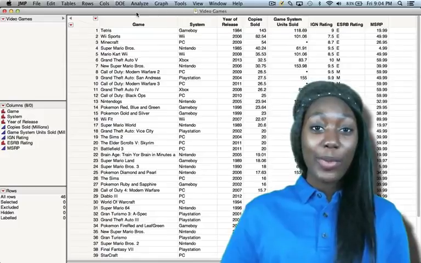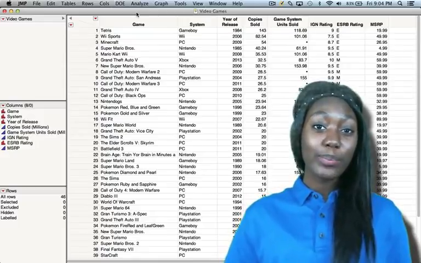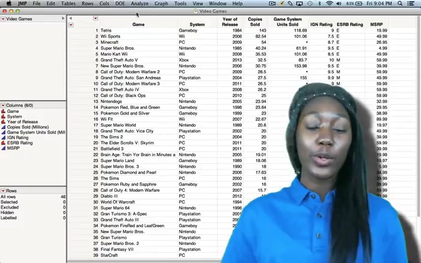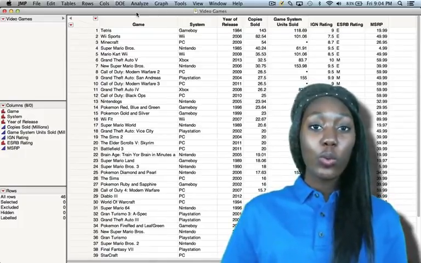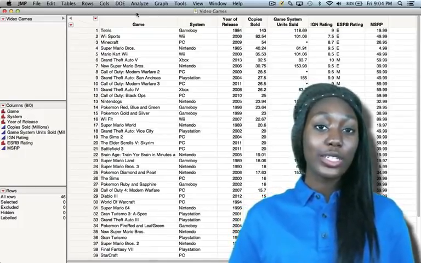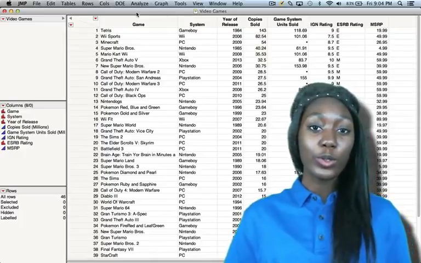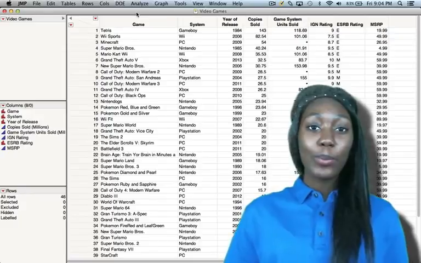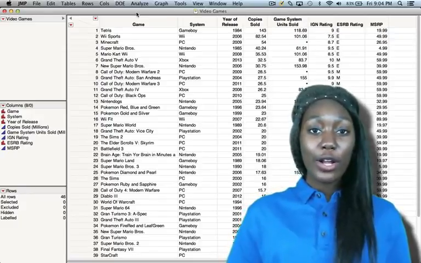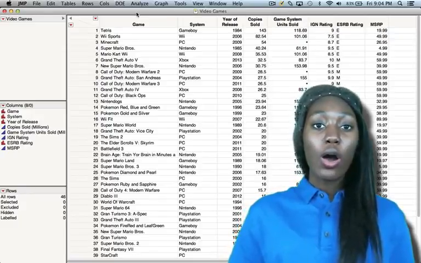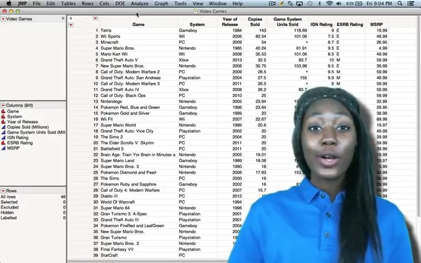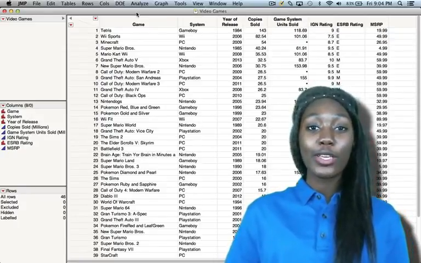The last time we met, we explored the relationship between one categorical variable and one numeric variable. In this video, we will analyze the relationship between two numeric variables using a linear regression model. In this example, the two numeric variables that we will use are the number of copies sold in millions and the MSRP or price of the video game.